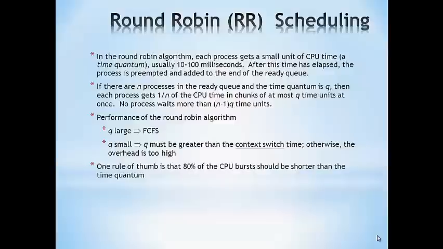The performance of this algorithm depends on the size of the time quantum q. If q is large, the algorithm behaves similar to FCFS, and if q is small, the overhead gets too high due to excessive context switching. One general rule followed is that 80% of the CPU bursts should be shorter than the time quantum.